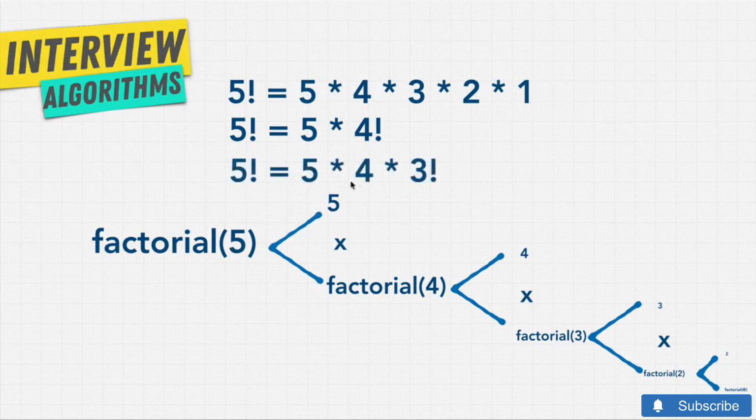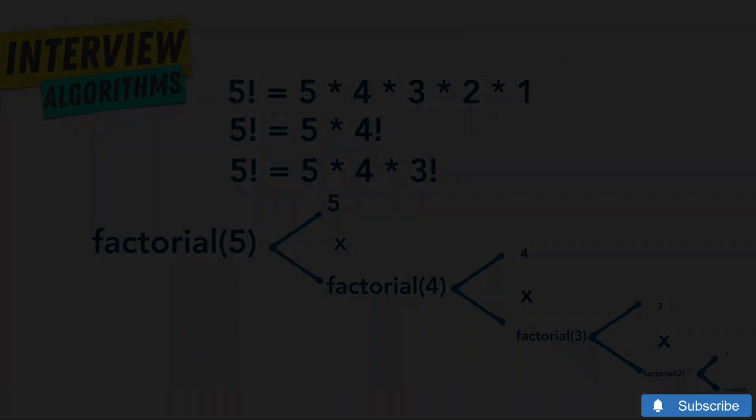5 times 4 times 3 factorial, 4 times 3 is 5 factorial, because 4 times factorial 3 equals factorial 4. And you see here how we might have a recursion function that we can write. Using this knowledge, see if you can create a function that allows you to do this.